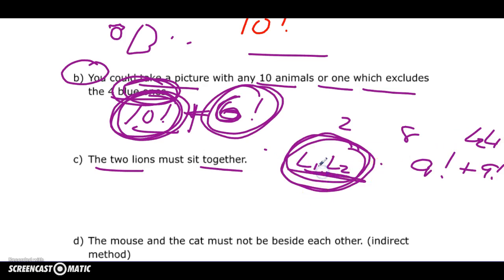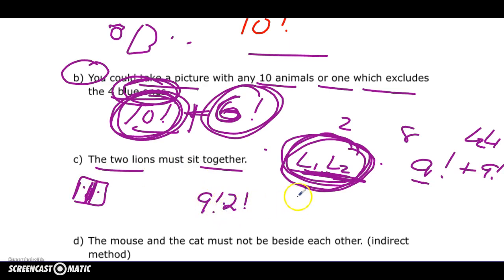Another way to do this is to say, I have 2 different things to do. Let's put all the animals in order first. I have 9 factorial and put them in order. But within that, I have this double lion thing going on here. And because there's 2 of them, there are 2 factorial ways to order the lions, which is just 2. So what you're doing here is you go 9 factorial times 2 factorial. That's kind of neat, right?